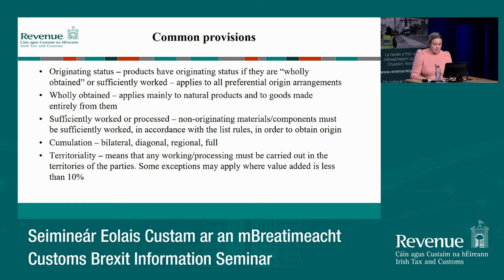There's also different types of accumulation depending on the type of agreement and the number of parties involved. And again, we'll look at each of those in more detail later. And the last one there on the slide relates to the concept of territoriality. So this relates to where the processing or working can take place on the product.